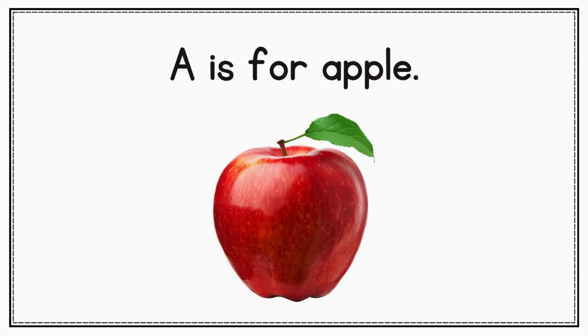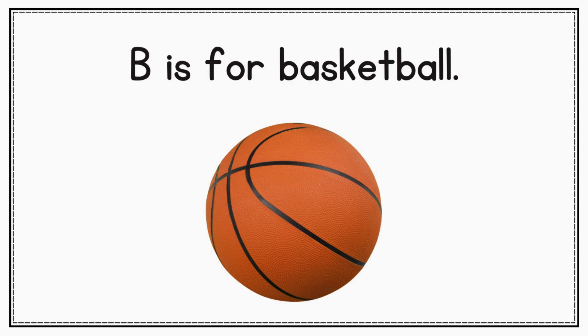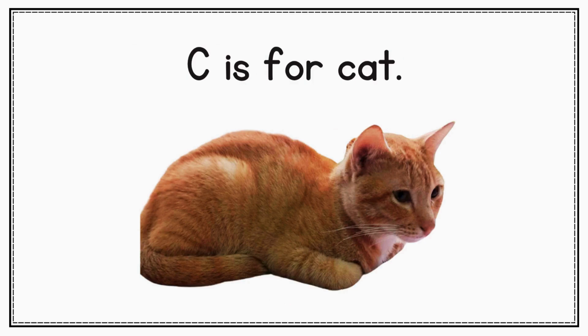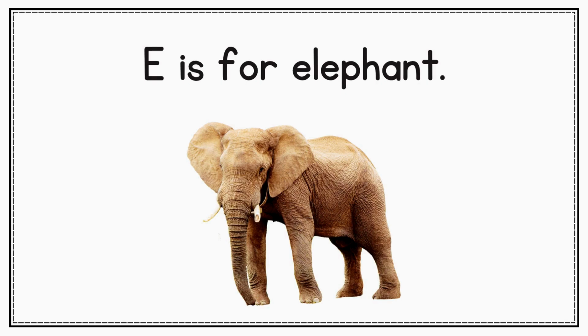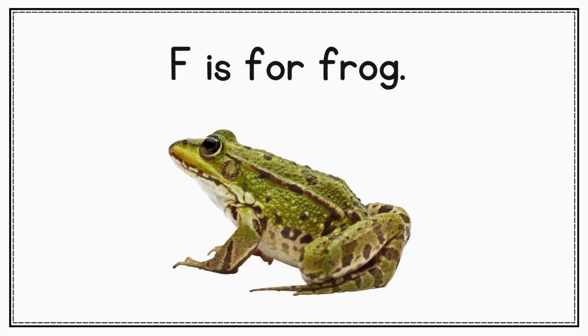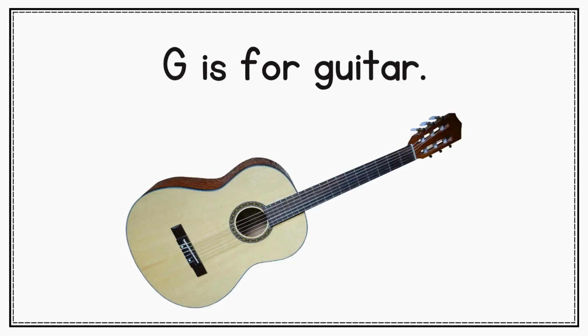A is for apple. B is for basketball. C is for cat. D is for donut. E is for elephant. F is for frog. G is for guitar.